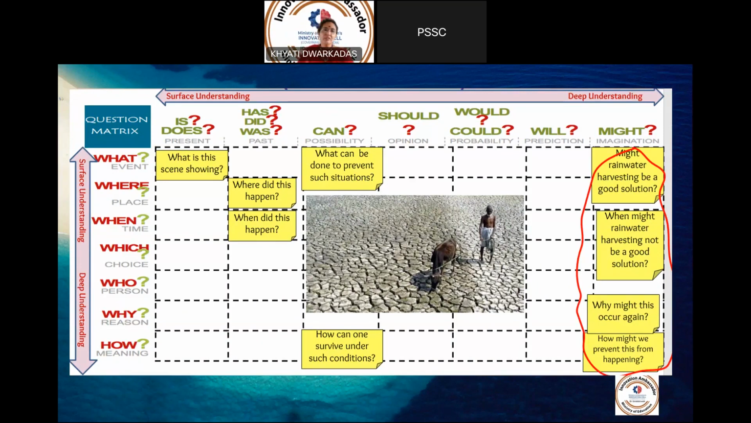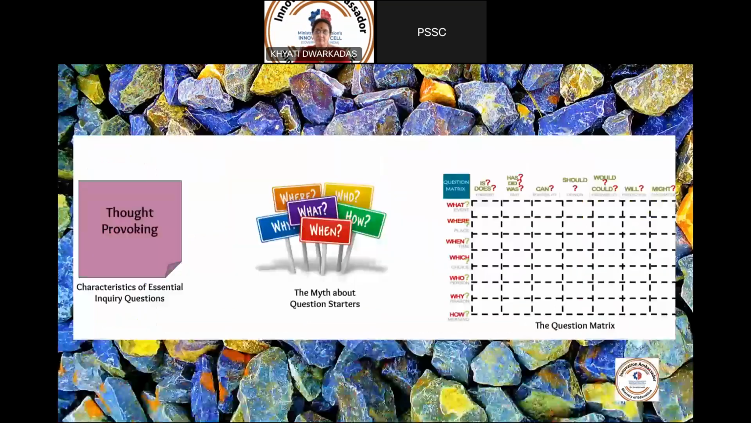But if you look at this, all the questions to the top of the question matrix come towards surface understanding. And as you move lower in the question matrix, you start building on deeper understanding by asking higher order thinking questions. So till now, we have seen thought-provoking questions, the characteristics of essential inquiry-based questions, the myth about question starters, and we have seen the question matrix.